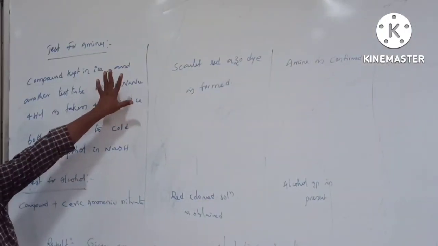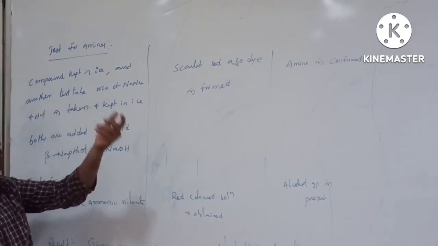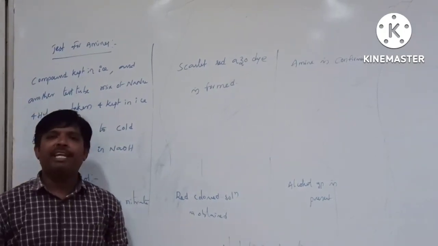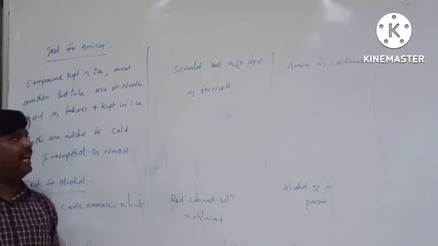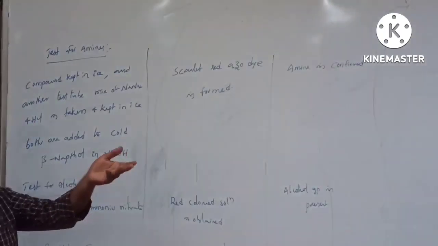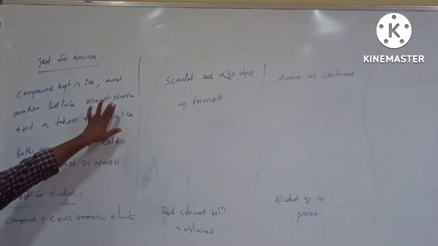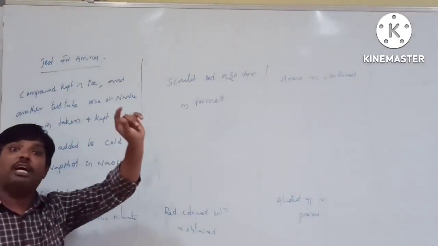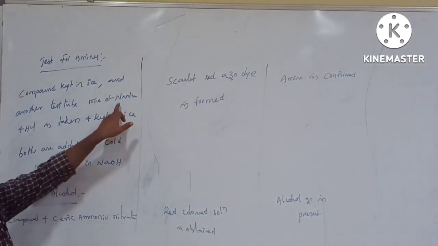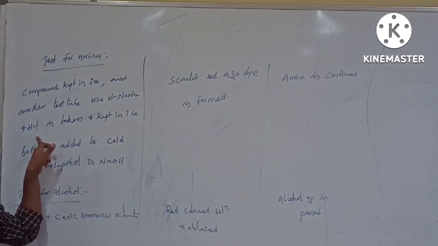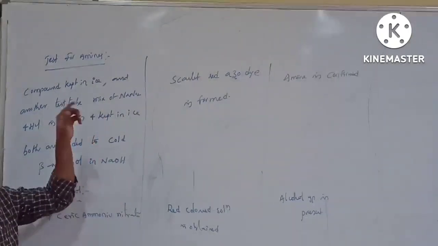Test for amines. First of all, a small amount of compound is taken in a test tube that is kept in ice. Then another test tube is taken, which contains a mixture of sodium nitrite and HCl. That is also kept in ice.